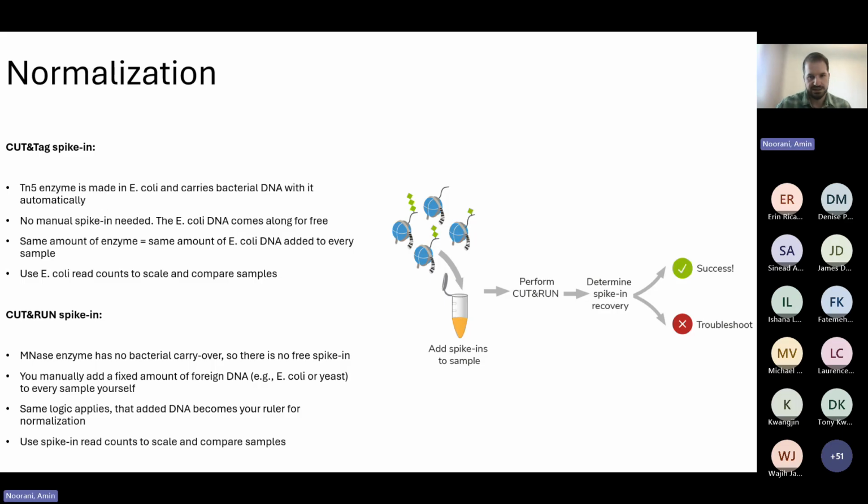But either way, the math is simple. You calculate a scaling factor based on how many E. coli reads you got back, right? A sample with more E. coli reads relative to signal was less efficient, so you scale it up. A sample with fewer gets scaled down. So everything ends up with the same ruler.